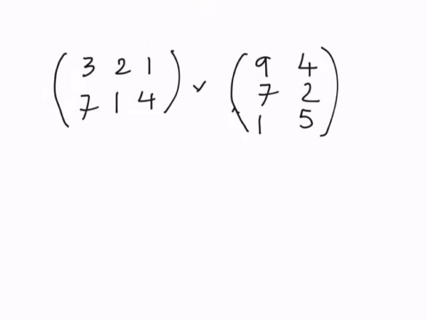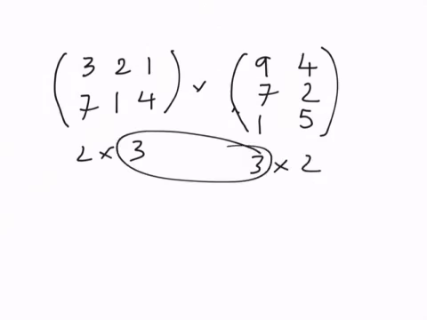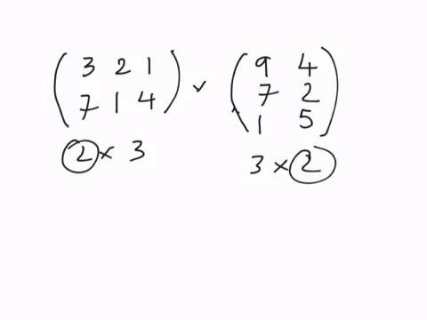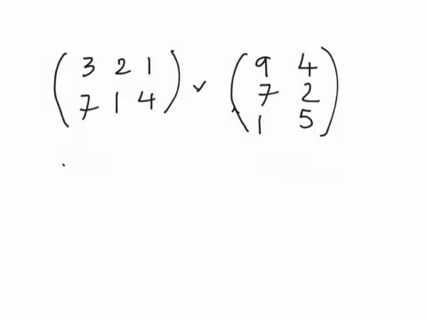Well, let's see. This matrix here has dimensions 2 by 3, and this matrix here has dimensions 3 by 2. As you can see, these two numbers are exactly the same, so we can. And in fact, the answer will be a matrix of 2 by 2. So that's the answer for the dimensions of the matrix. So it'll be 2 by 2.